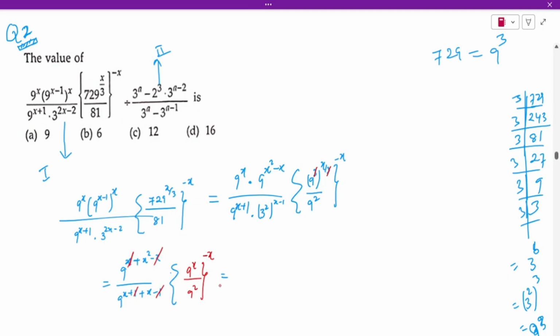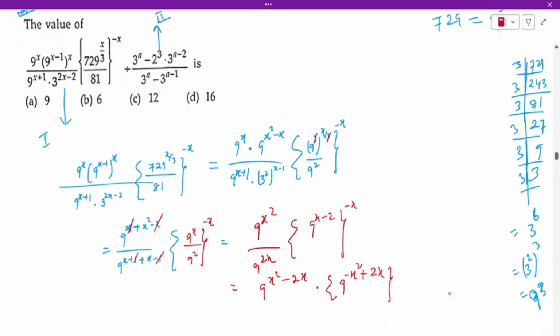So here we can get this as 9 to the power x square by 9 to the power of 2x, and this expression is 9 to the power of x minus 2 whole power of minus x. Upon simplification, we'll get this as 9 to the power of x square, and as there is a division over here, this is minus 2x, times 9 to the power x minus 2 whole power minus x, which by the power law we can write as the product of these powers, so minus x square plus 2x.